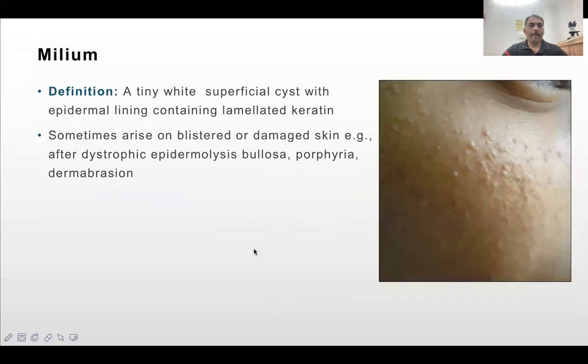Milium. Milia is the plural form of milium, and these are tiny, white, superficial cysts within the epidermal lining containing lamellated keratin. Sometimes they arise on the blistered area as well when there is damage to the deeper structures, such as in cases of dystrophic epidermolysis bullosa, porphyria, and dermabrasion. The most common site of these milia is the cheeks.